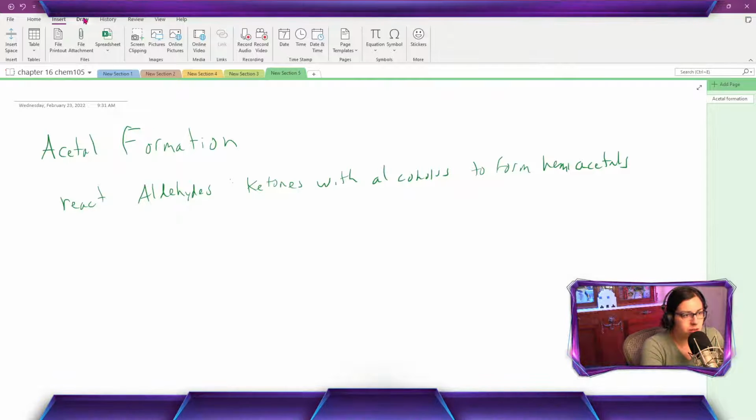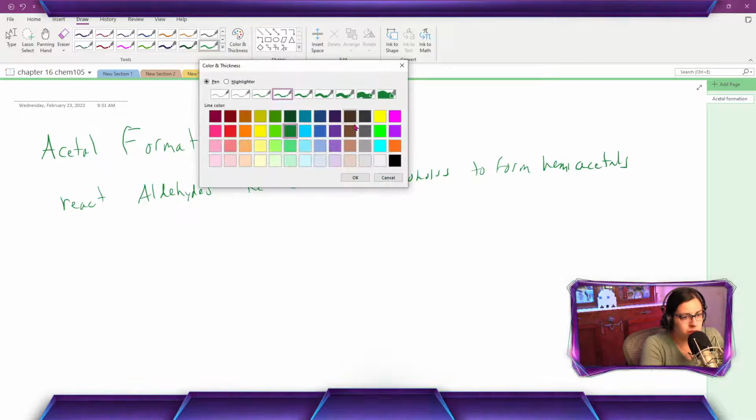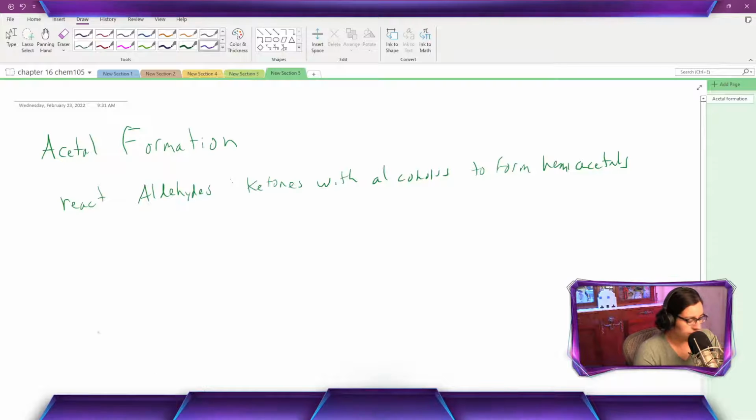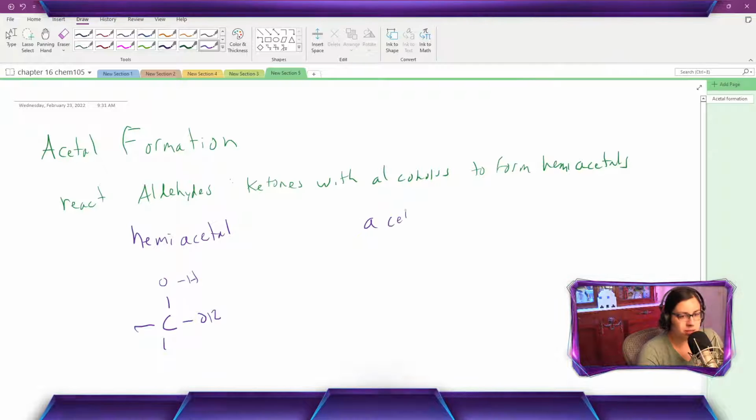So to define, let's first define, well, what's what? So a hemiacetal is going to be carbon with OR and OH here, and then an acetal is going to be carbon with OR and OR. So the only difference, this has a terminal hydrogen. These are just connected to other R groups.